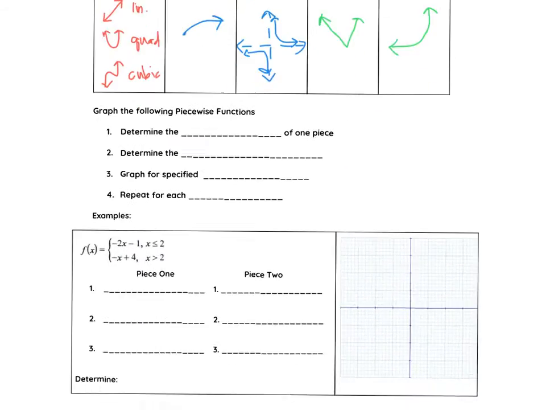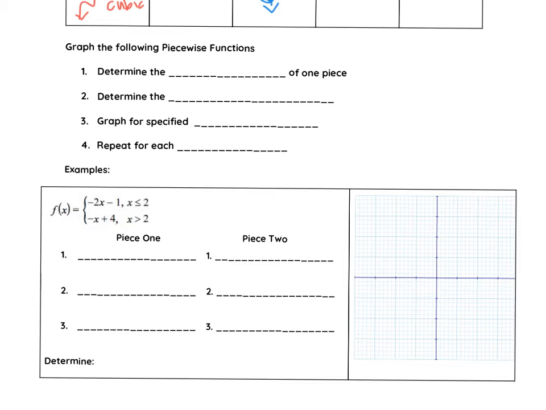So in order to graph a piecewise function, the first thing we need to do is determine the parent function of one piece. So we start with the first piece. Don't look at them all at the same time. That can be overwhelming. The next thing we're going to do is determine the transformations. Where did it go from the parent function so that we can easily graph it? Did it go up? Did it go down? And then the next thing we want to do is graph for the specified domain.